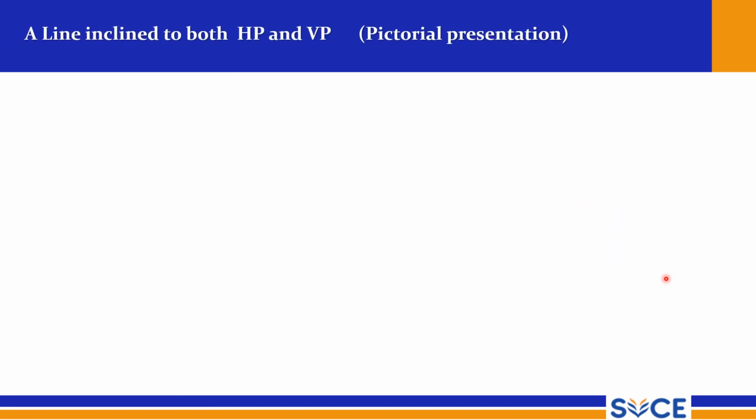So next is a line inclined to both HP and VP. It is a very special case. We need to have a set of procedure to solve these problems. So before starting this case, this case we will be discussing in the next session.